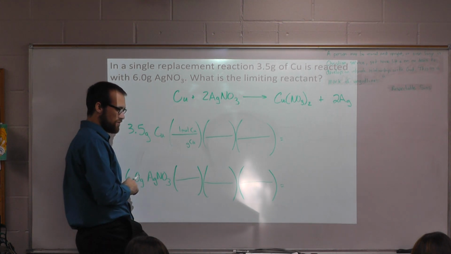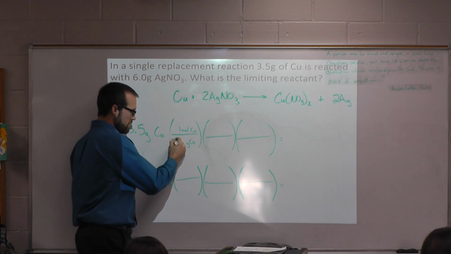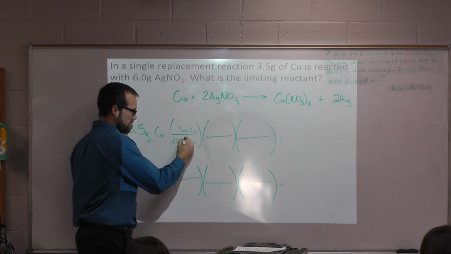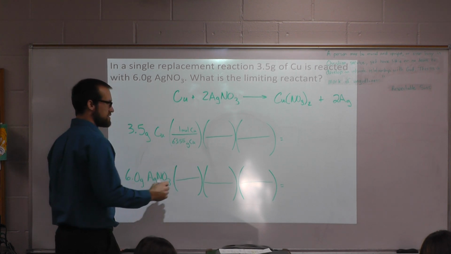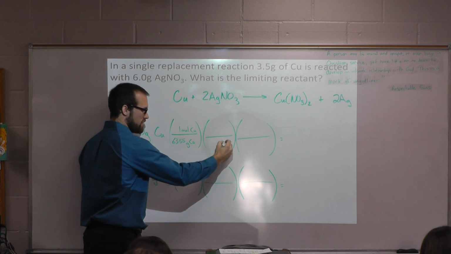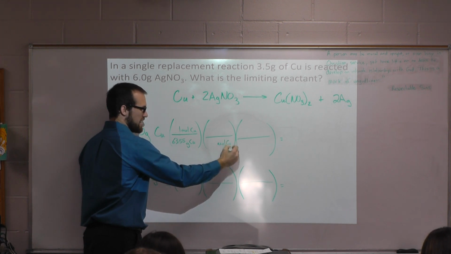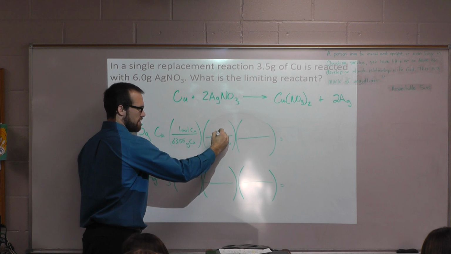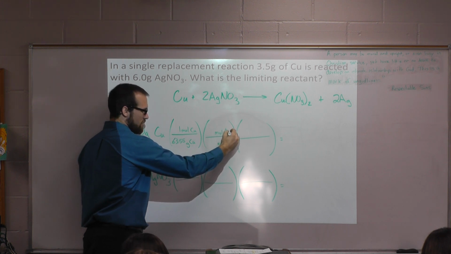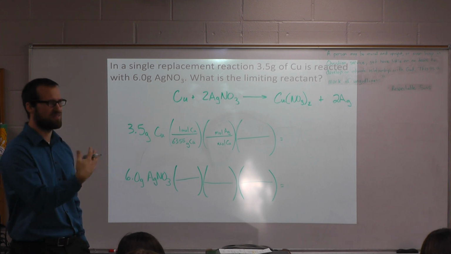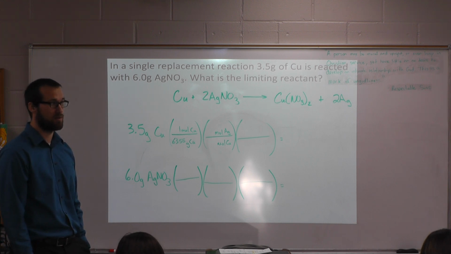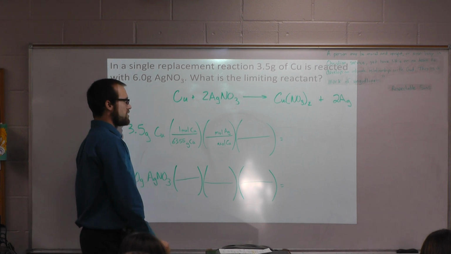Okay, copper has a molar mass of? 63.55. Now we're into the mole ratio step where we got to cancel out moles of given and go to moles of desired. What are we desiring? Now, did it say we had to solve for Ag? No, we chose that because it didn't specifically say which one to solve for. Just want to know the limiting reactant. Okay, what's the ratio?